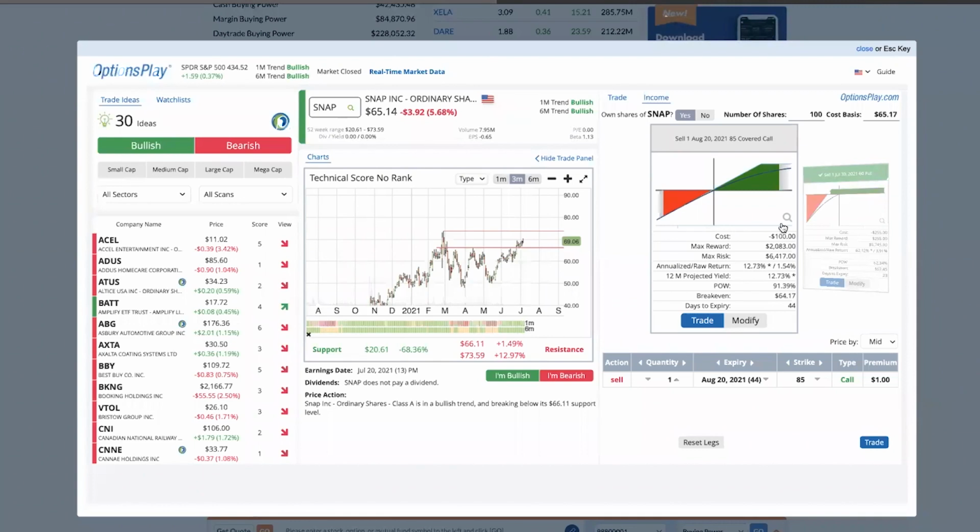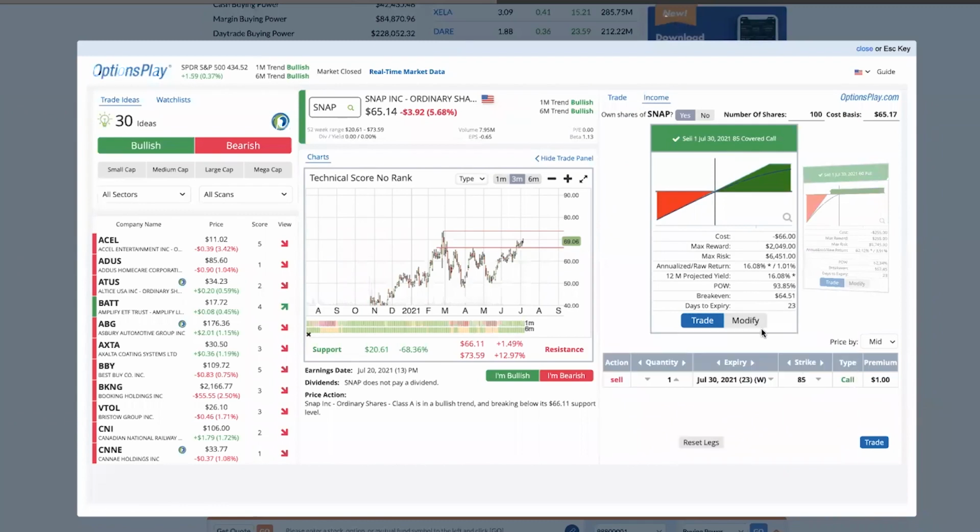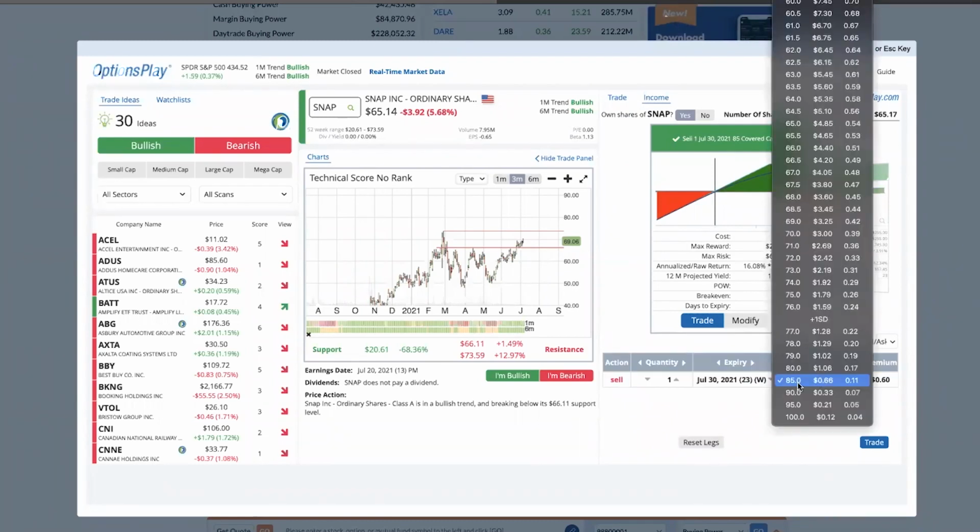I do see one question from Joseph asking, where do you see delta? So within Options Play, when you click on the modify button, within the strike prices, there are three lines. You have your strike price, you have your premium, meaning how much income you're going to collect, and you have the third number, which is delta. So 0.11 means 11%, 0.19 means 19%.